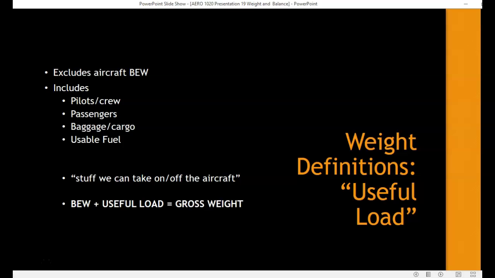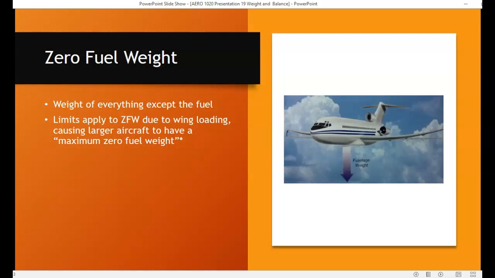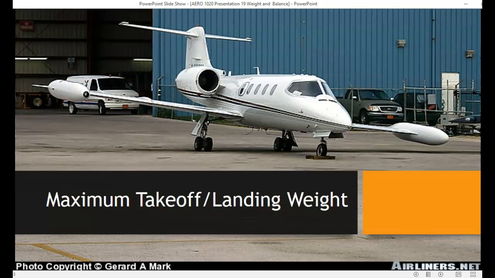The basic empty weight plus the useful load equals the gross weight. The payload includes the useful load minus the usable fuel. Zero fuel weight is everything except for the weight of the fuel. Let's look at some limitations on weight and balance.